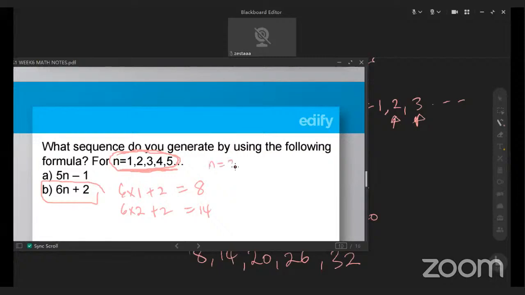Then for n equals 3, we have 6 times 3 plus 2, which is 18, 20. For n equals 4, we have 6 times 4 plus 2. People are finding issues in multiplication. So 6 times 4, we have 24 plus 2, we have 26. Then for n equals 5, we have 6 times 5 plus 2, which is 30, which is 32.